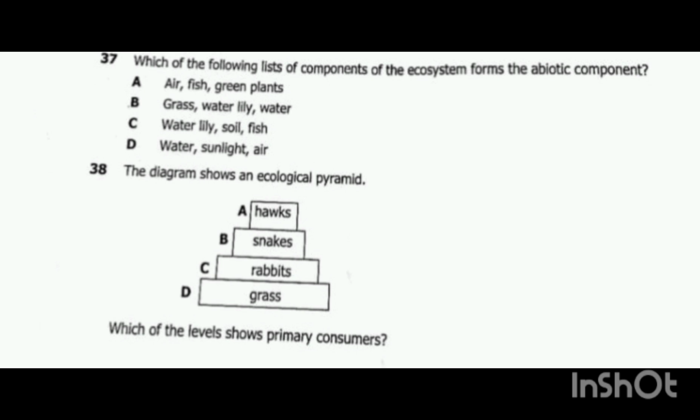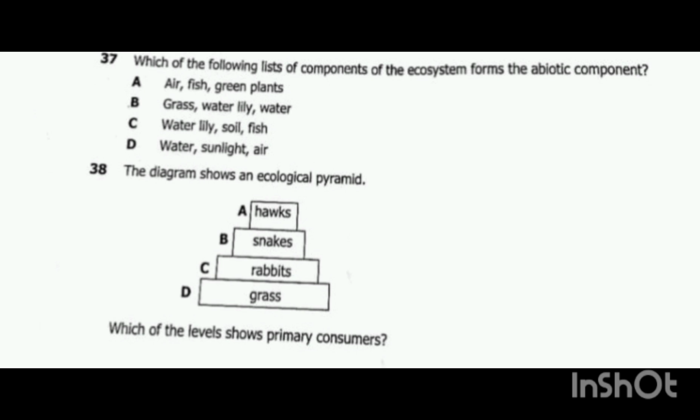Question number 38. The diagram shows an ecological pyramid. Which of the levels shows primary consumers? So we need to know what primary consumers are. Primary consumers are organisms which feed directly from the producer.